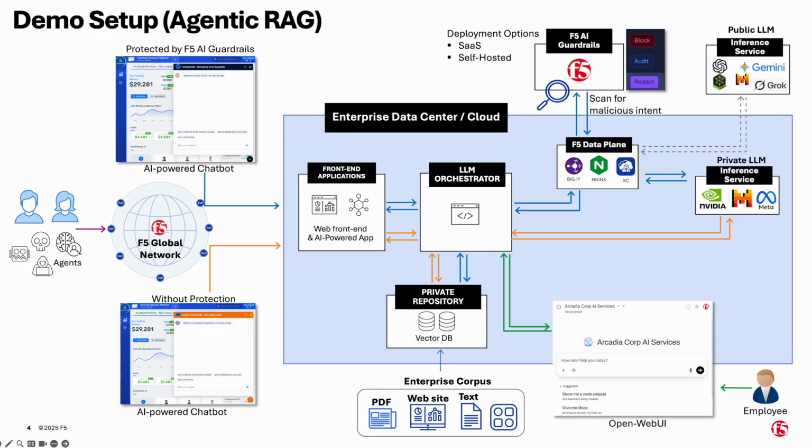Then, as an internal employee, I will use Open Web UI to assess internal systems, showing how sensitive data can be further protected. F5 AI Guardrails can be self-hosted or delivered as SaaS, and in this demo, the Nginx data plane acts as the policy control point. Guardrails can also be embedded directly into your AI apps to apply policy before any backend call, reducing latency and cost. Let's get to the demo.